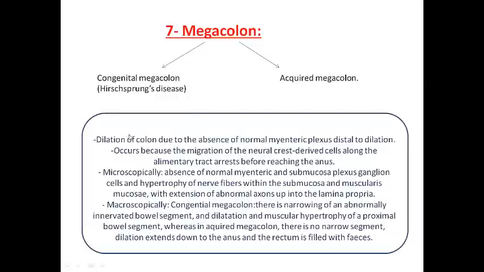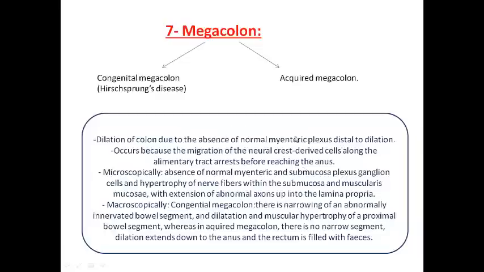Let's start by describing the congenital megacolon, which is a dilatation of the colon due to the absence of normal myenteric plexus distal to the dilatation. So I'm going to have abnormal myenteric plexus or the absence of the myenteric plexus itself. Usually it occurs because the migration of the neural crest-derived cells along the alimentary canal is arrested before they reach the anus.